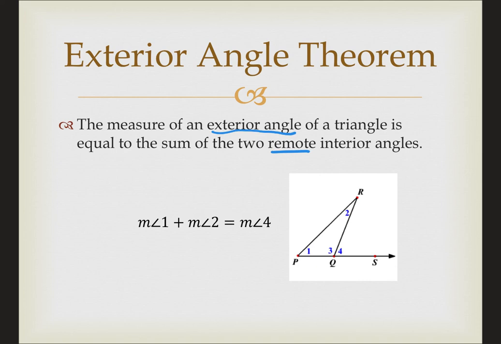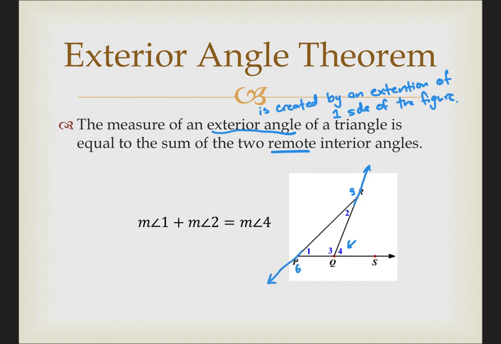Exterior means outside. Okay, so an exterior angle is an extension of one side of the figure. Okay, so PQ extends into PS, and that means that angle 4 is our exterior angle. If I was going to extend QR like this, angle 5 would be an exterior angle. Okay, if I were to extend PR again in the other direction, then angle 6 would be the exterior angle.